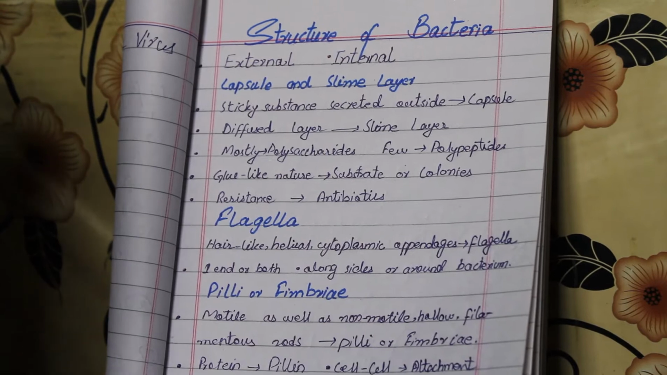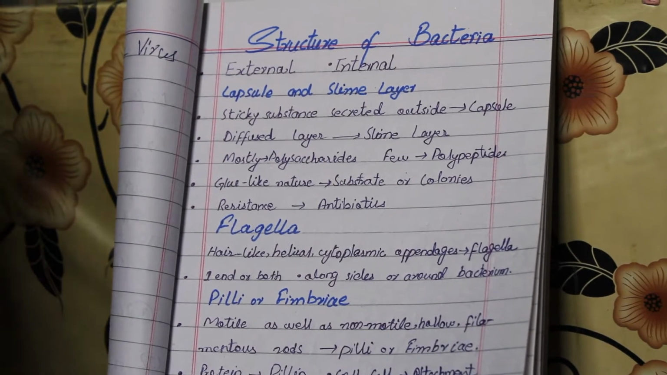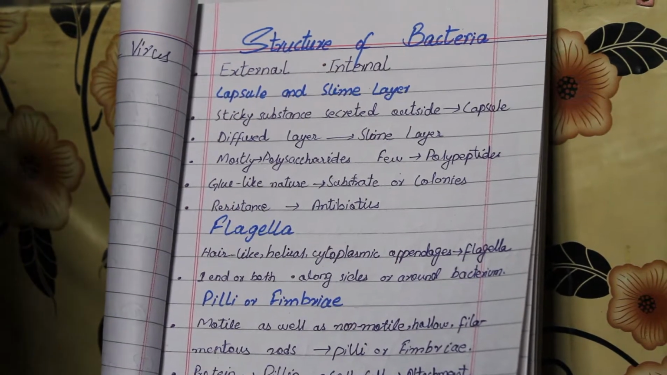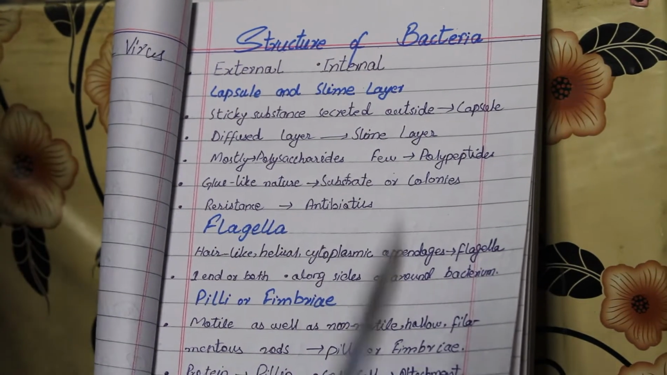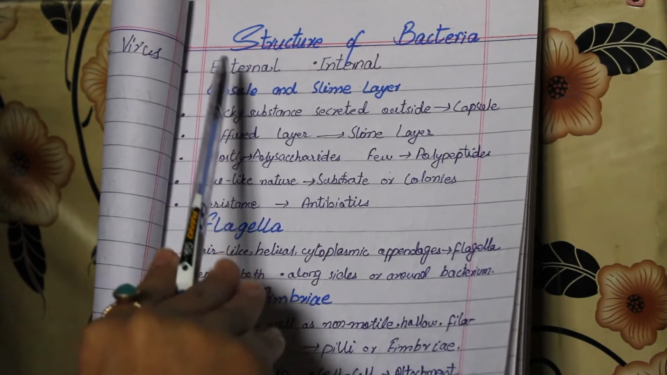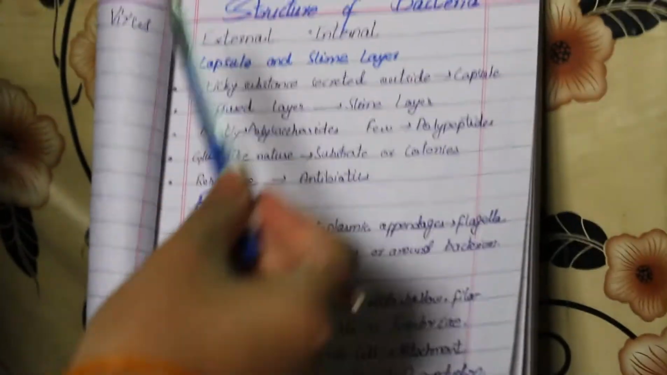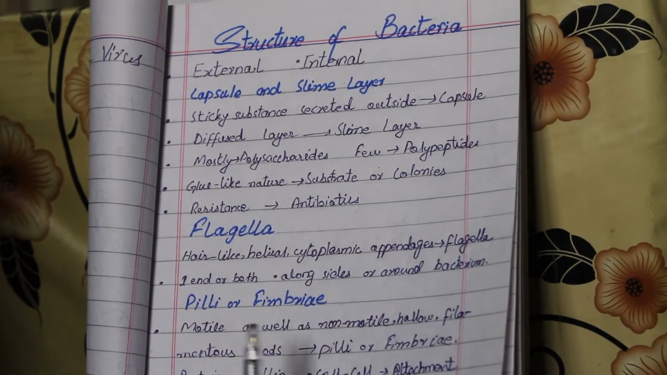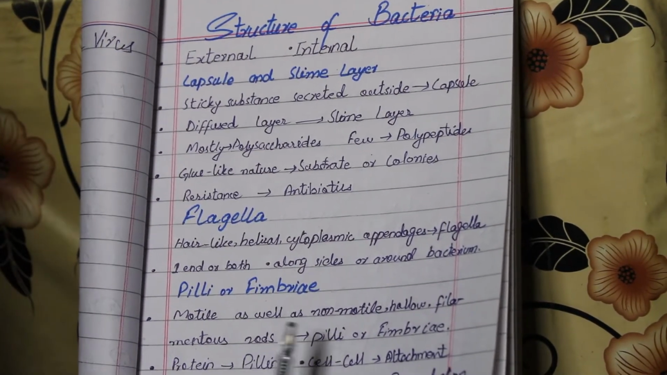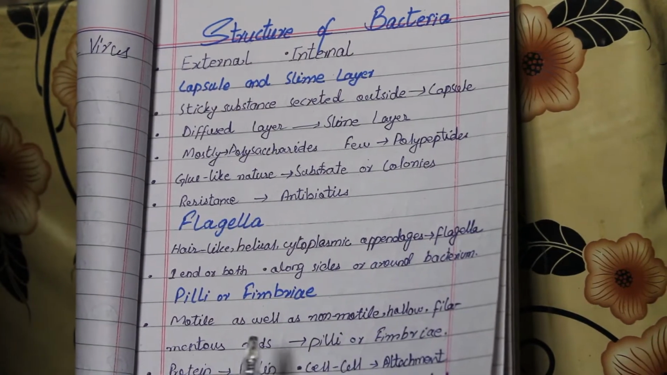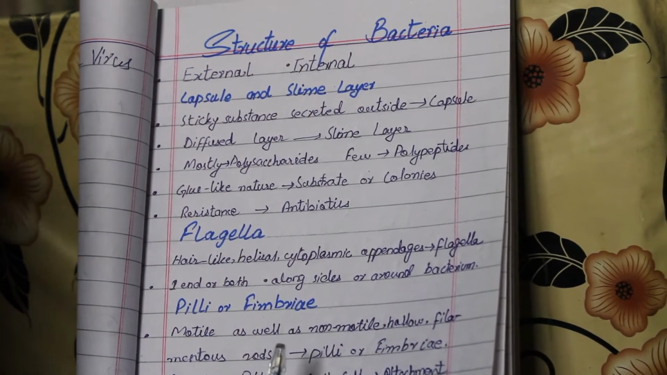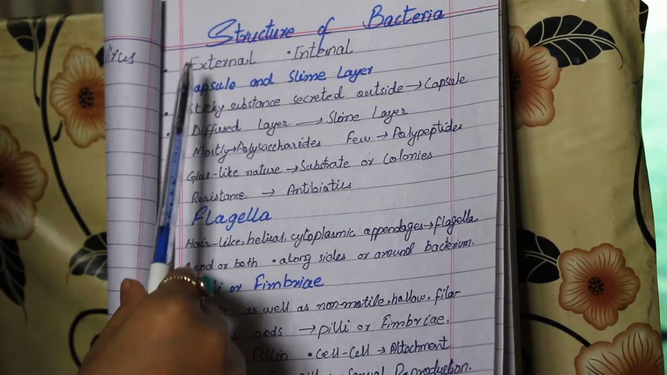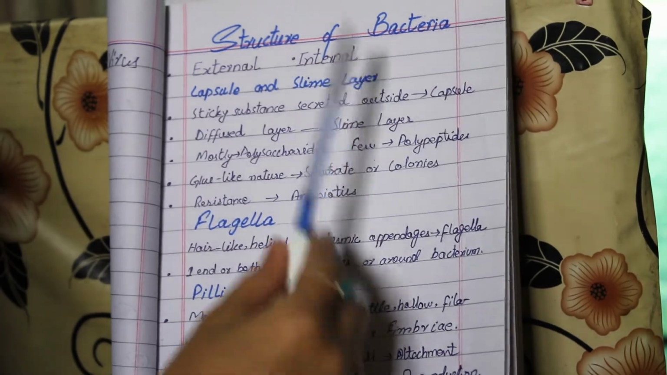Today's topic is the structure of bacteria. Today we are going to discuss the structure of bacteria, its external structure. They have two portions: external structure as well as internal structure, internal components and external components. In this video I'm going to discuss 5 components, and in the next episode we're going to discuss the other 5. They have almost 10 major components in the structure of bacteria.